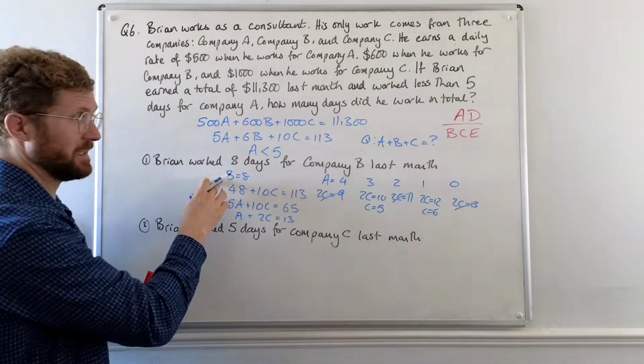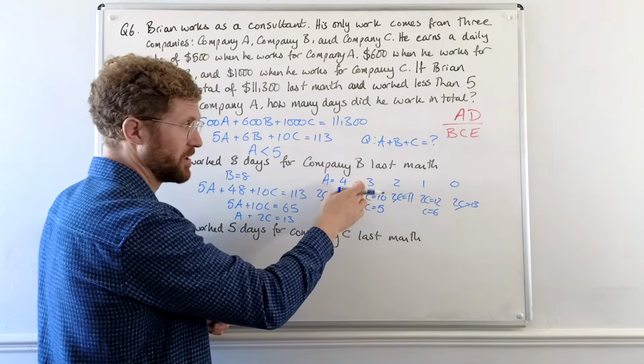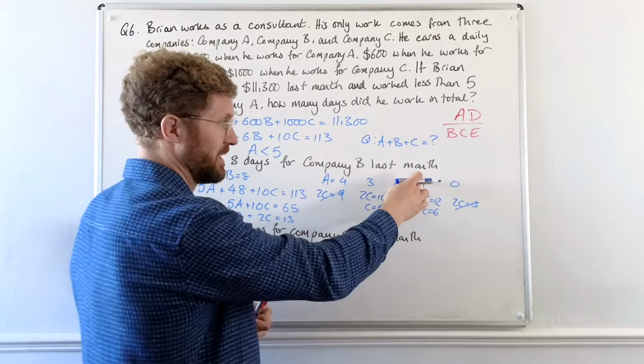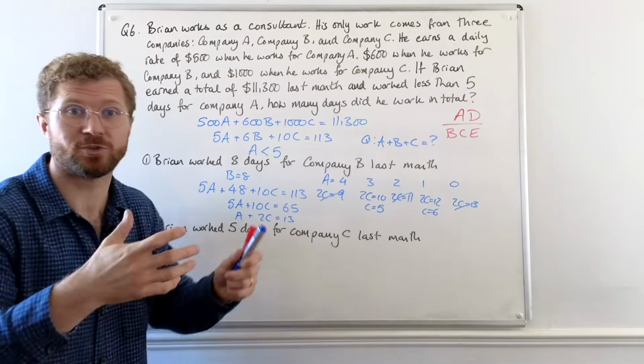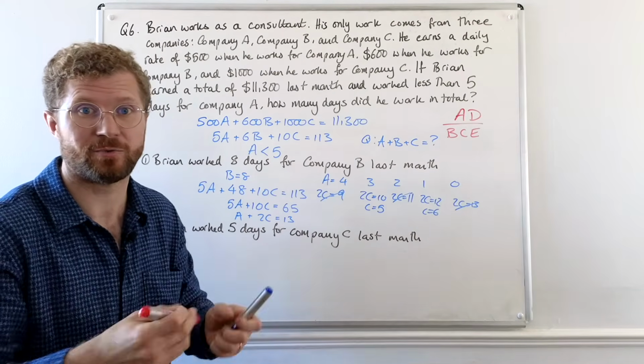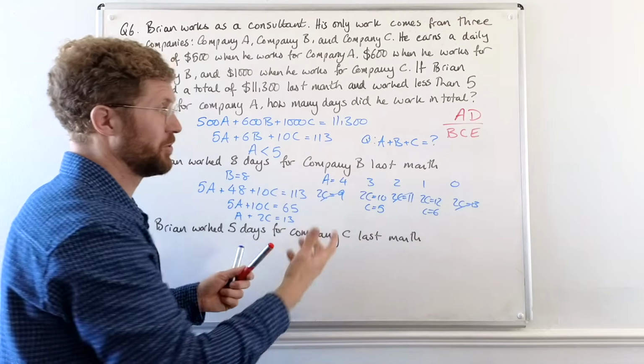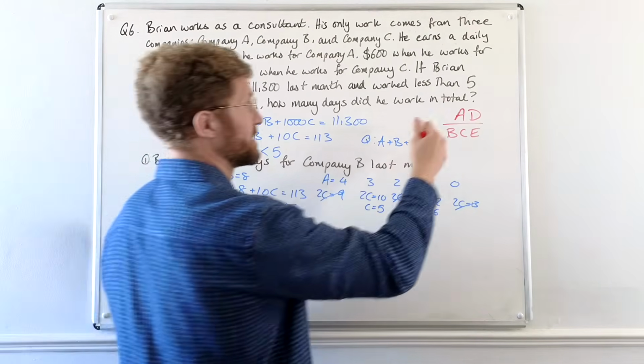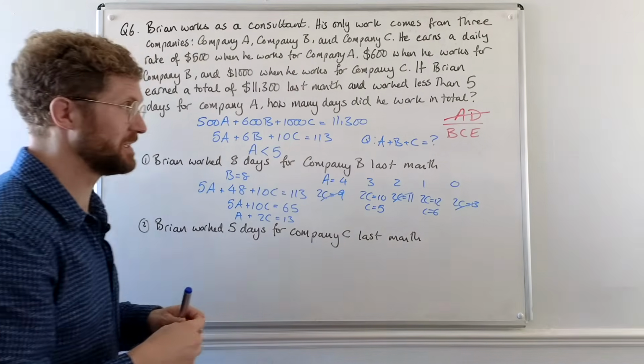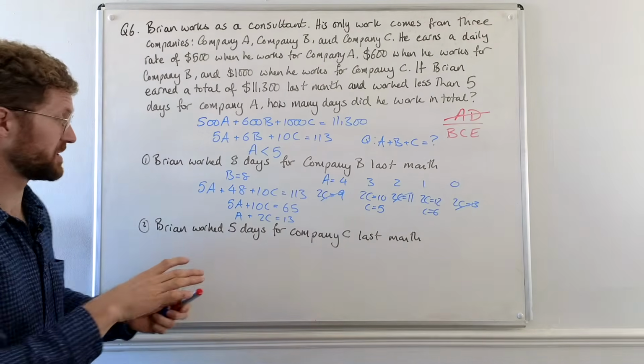So if B is 8, then it could work that A is 3 and C is 5, or A is 1 and C is 6. Because I've got two different ways that I can make this scenario work, that's not going to be sufficient to answer the question. I can't figure out the total number of days that Brian worked, and so I can cross out A and D here. Okay, moving on to statement 2.